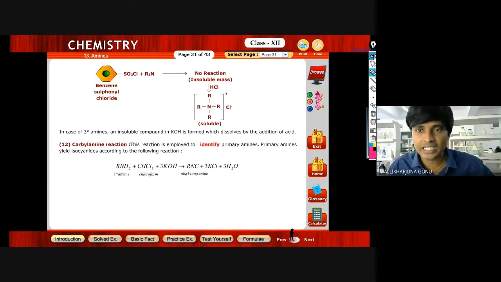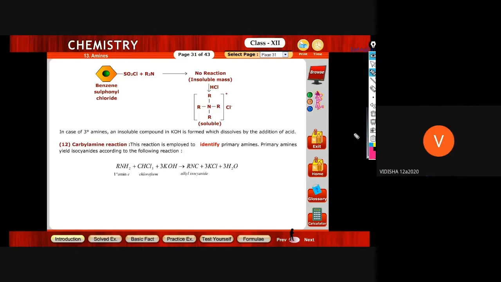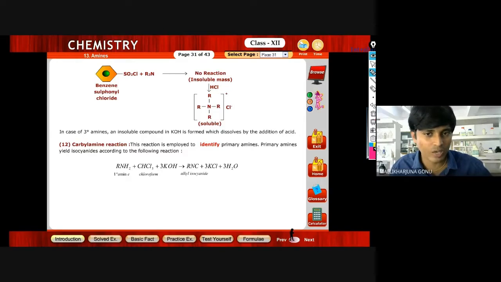Is the concept clear till now, whatever we have discussed? Is it clear, Aishwarya? If you have any doubt, you can ask me. Vidisha. Vidisha, are you able to hear me? Yes, sir. Is the concept clear till now which we have discussed?